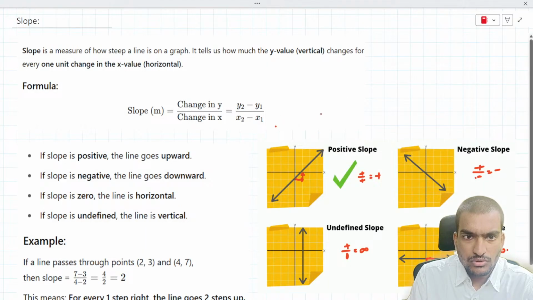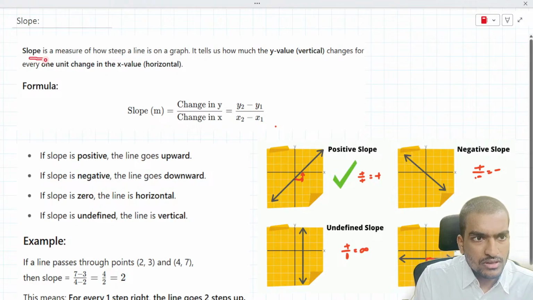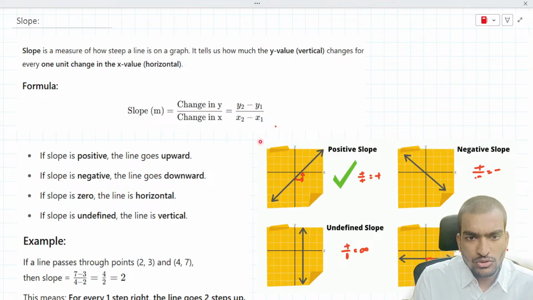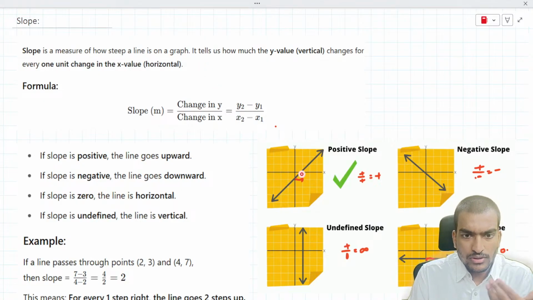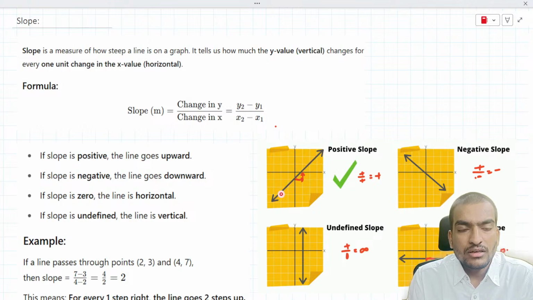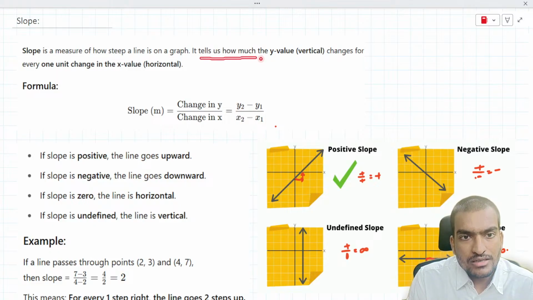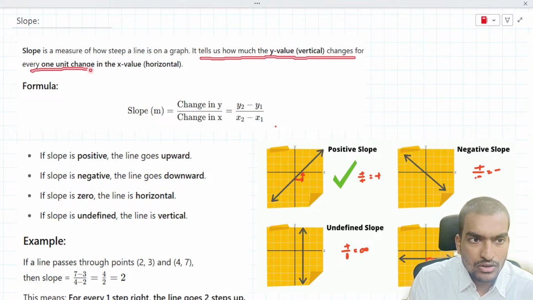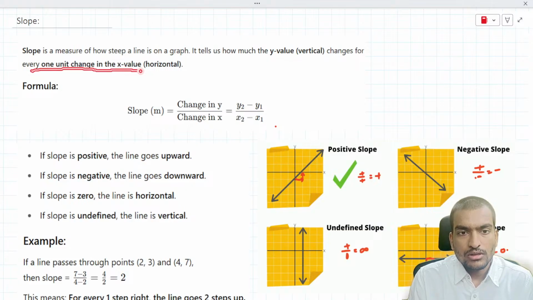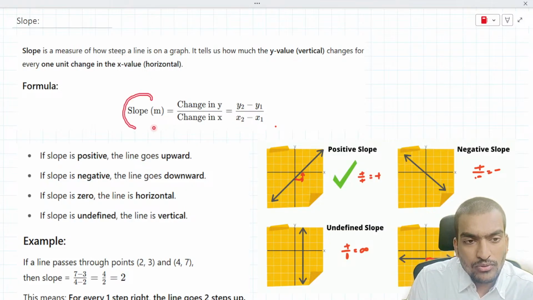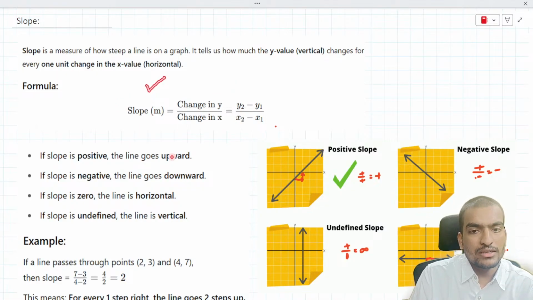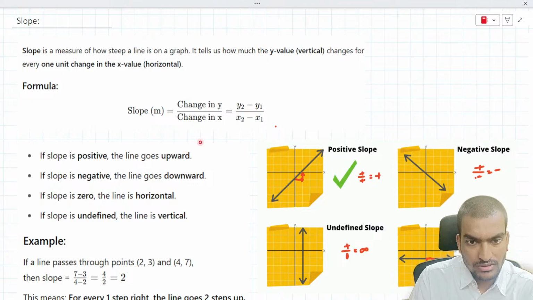Let's start with slope. First of all, what do you mean by a slope? Slope is a measure of how steep a line is on a graph. That's what a slope means. So how do we measure it? It tells us how much the y value changes for every 1 unit change in the x value. So how do we find slope? Change in y by change in x will tell us how steep the line is.